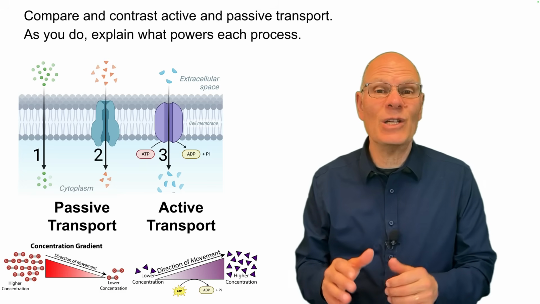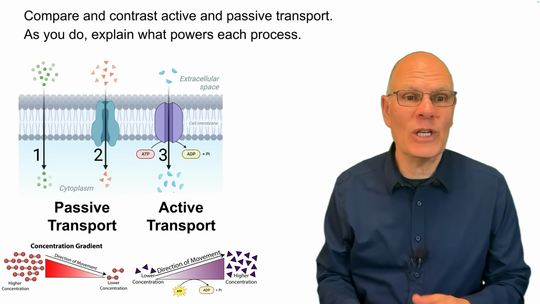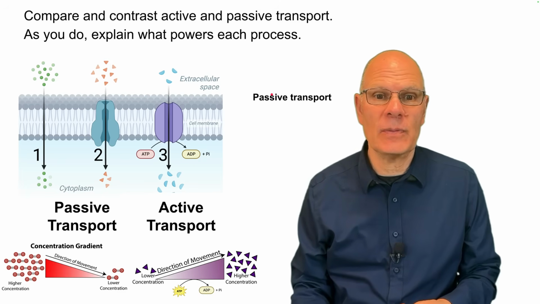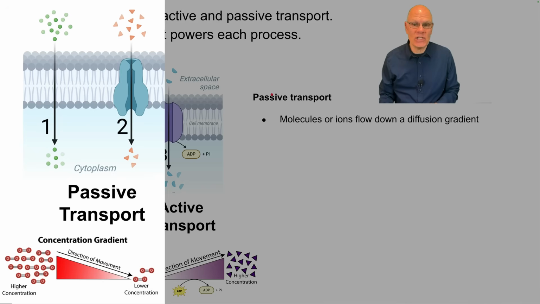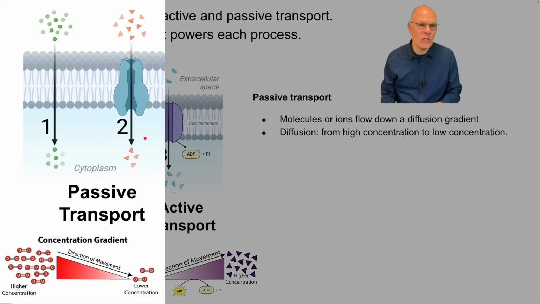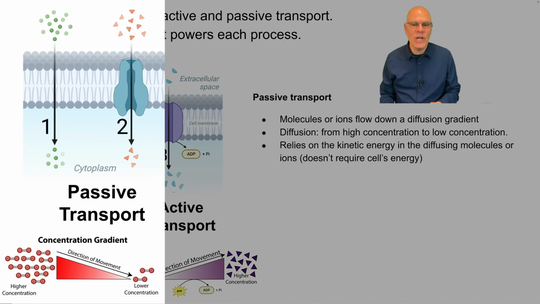Compare and contrast active and passive transport. As you do, explain what powers each process. Passive transport is what we just discussed. It's when molecules or ions flow down a diffusion gradient. Here, more concentrated to less concentrated. And that's what it's all about. It's diffusion from high concentration to low concentration. It relies on the kinetic energy of the diffusing molecules or ions. It doesn't require cell energy. As you can see here, molecules are flowing down their concentration gradient.